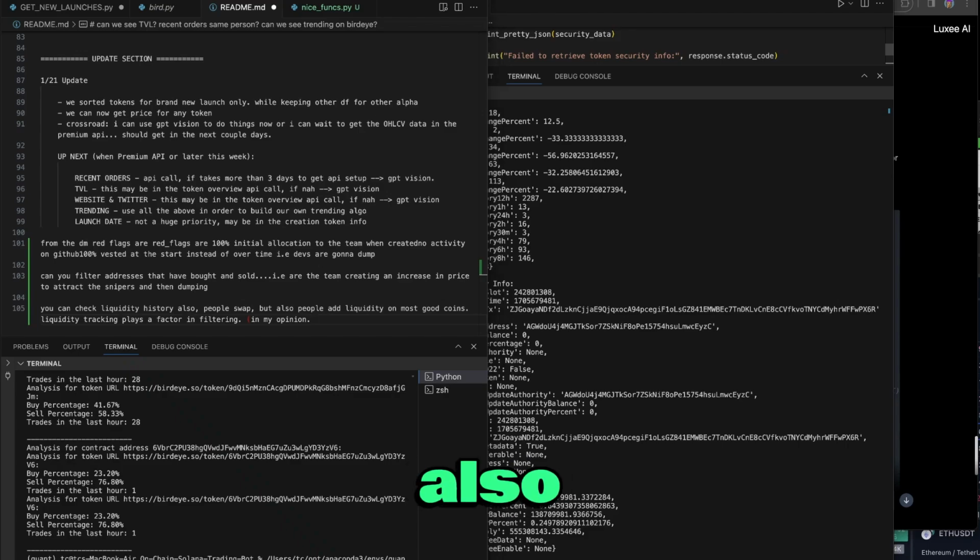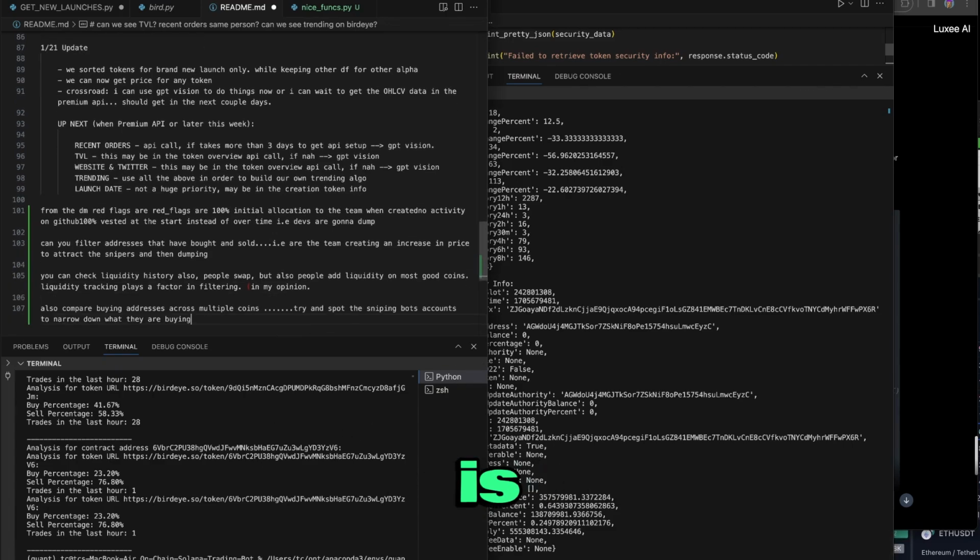Keith says, also compare buying addresses across multiple coins. Try and spot sniping bot accounts to narrow down what they are buying. Yes, that's a good idea. Let's go ahead and put that on the list here. This is amazing. Make sure you guys get all of this code.